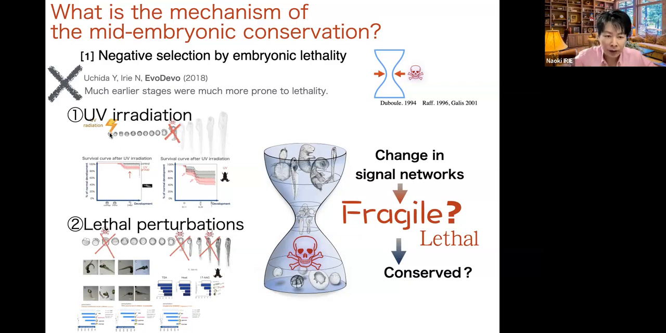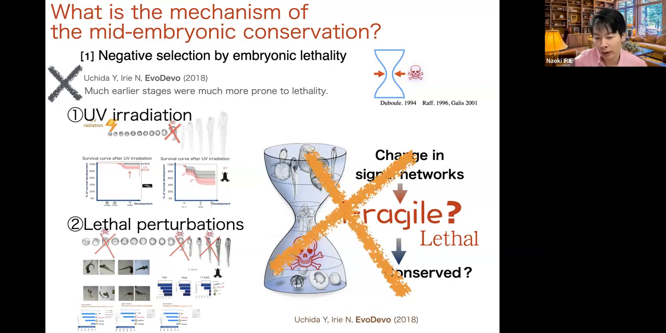And UV irradiation may lead to lethal phenotype by accumulating wrong developmental processes due to mutations acquired in the early stage. So we also added perturbations stage by stage. But the earlier stage was more fragile according to our results, not only for zebrafish, but also for Xenopus. And the hypothesis that the mid-embryonic stage is the most fragile stage has not been supported by our results.